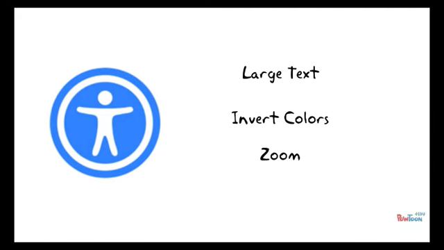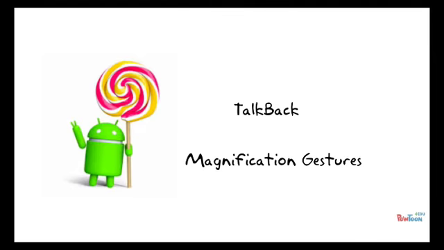Some tools to provide options for perception include the built-in accessibility tools on iOS and Android. On iOS, you can use large text or invert colors to change the appearance of the content, zoom for magnification, and VoiceOver to have the content read out loud. On Android, you can use TalkBack as a screen reader, or magnification gestures are also built in.